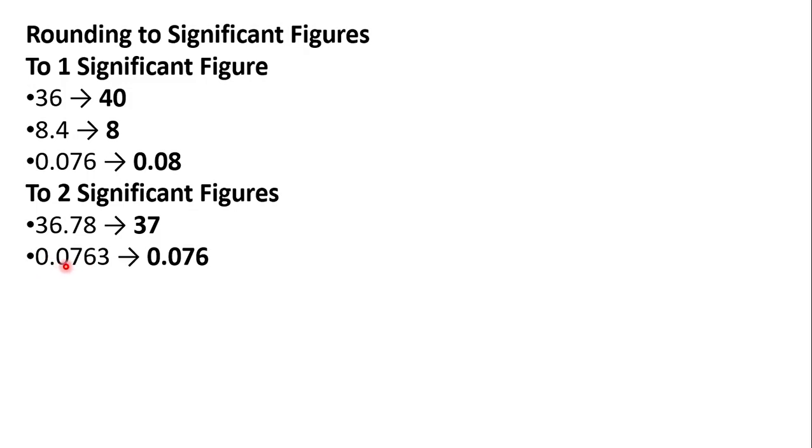To two significant figures, 0.076. The numbers to be considered for two significant figures are 76. So 76 rounded off to two significant figures. You consider the number which is less than 5. Therefore, the number to two significant figures is going to be 0.076.